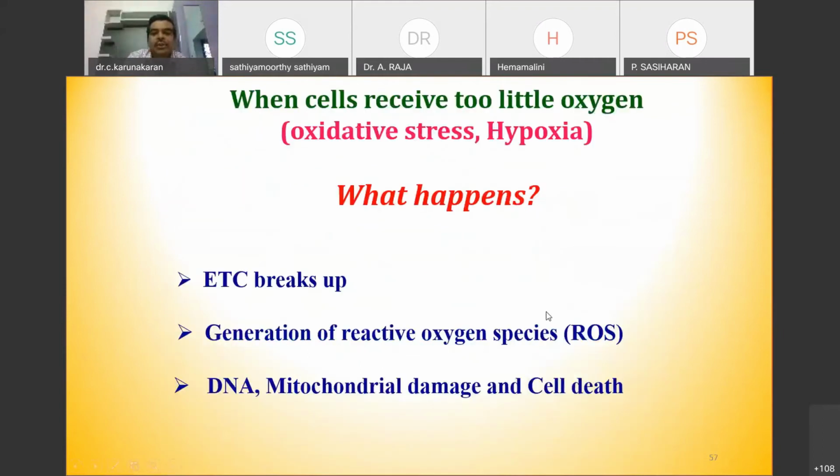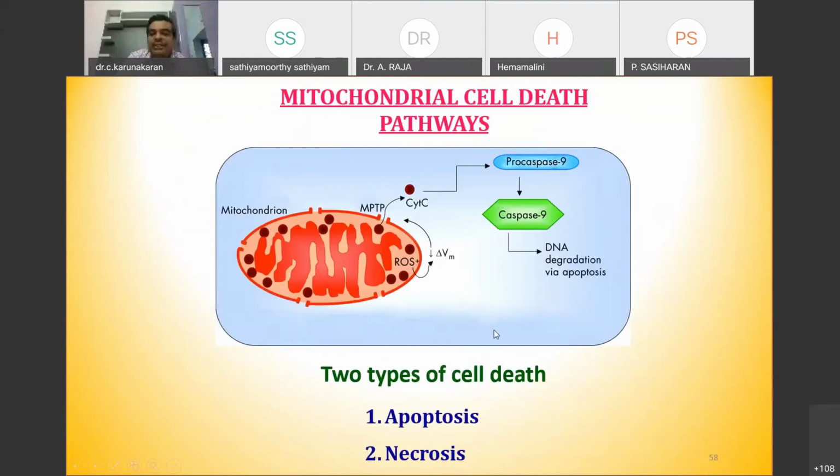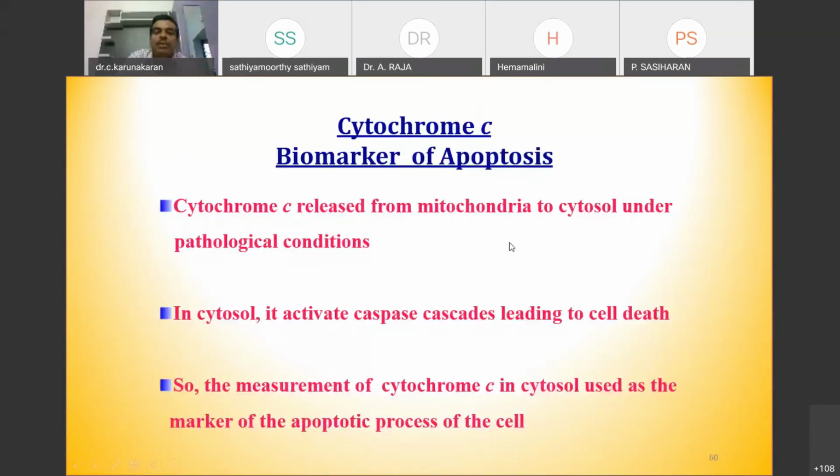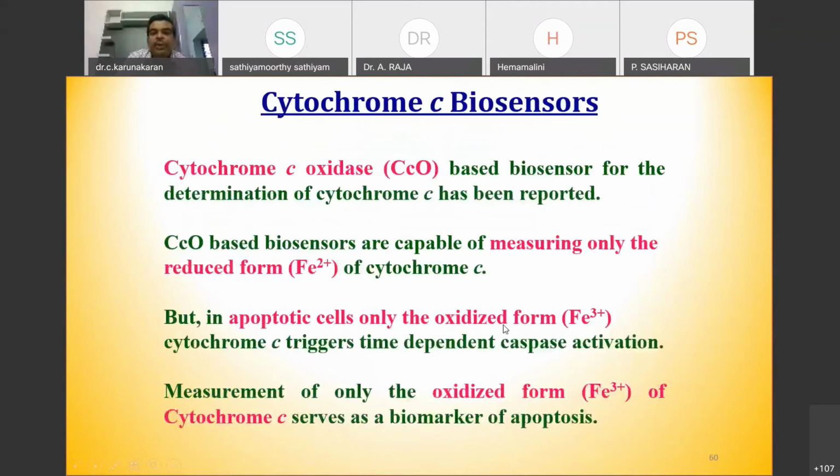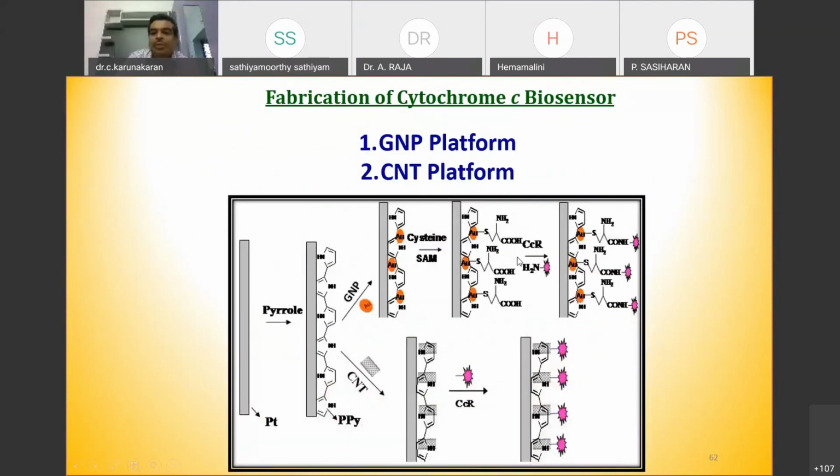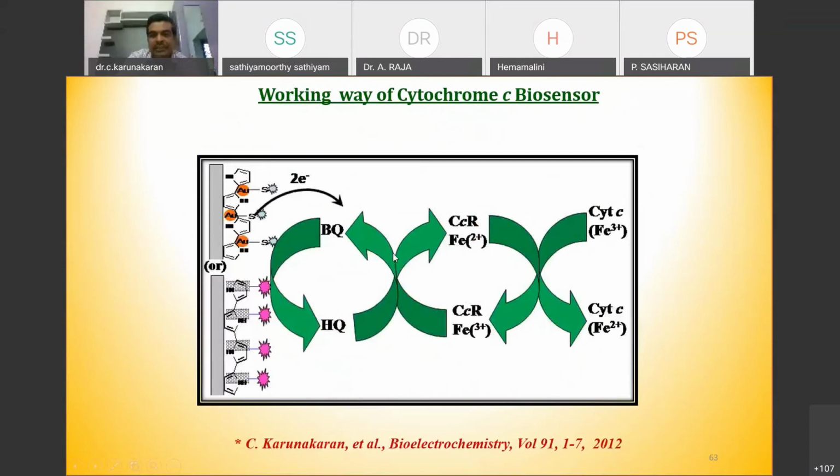Cytochrome C is a biomarker of apoptosis, and there are two types of cell death. Using the same principle, we immobilized cytochrome C reductase, CCR, and detected cytochrome C through a redox reaction. There will be an increase in the current.